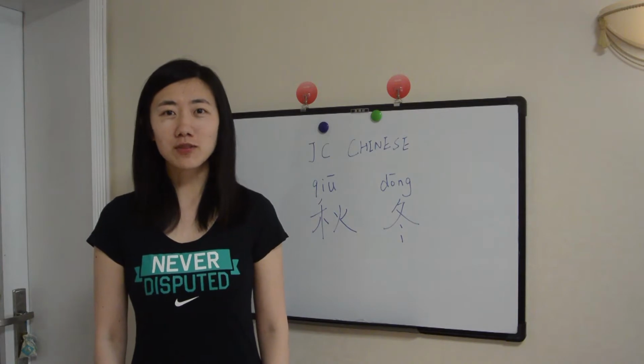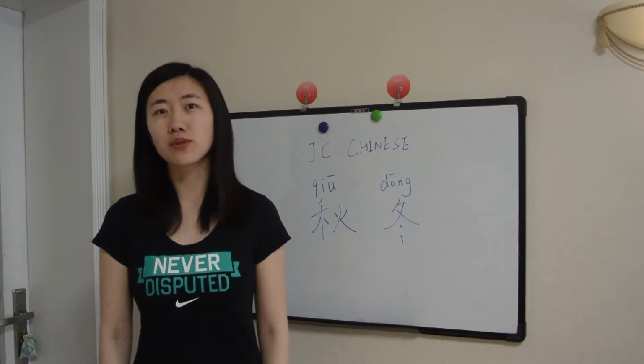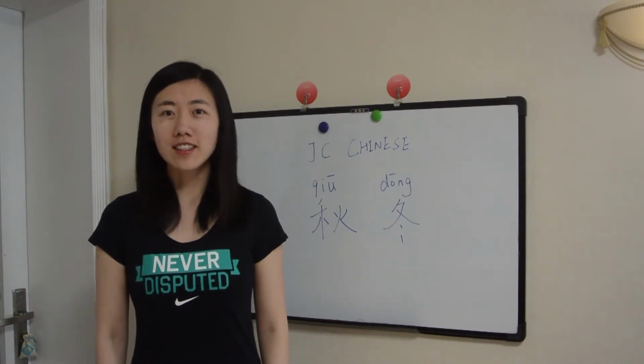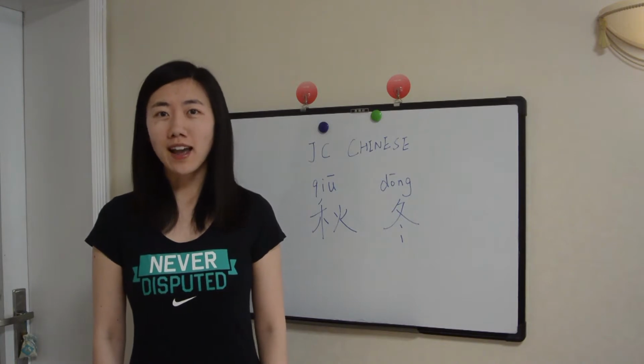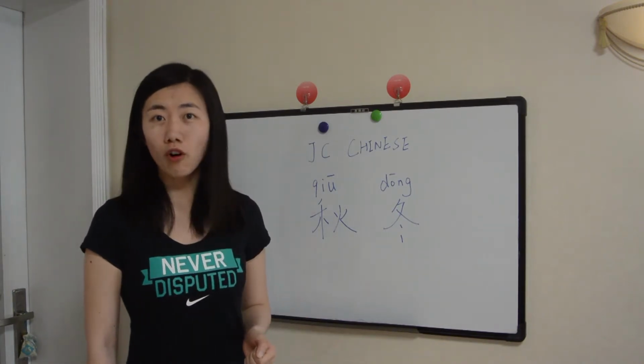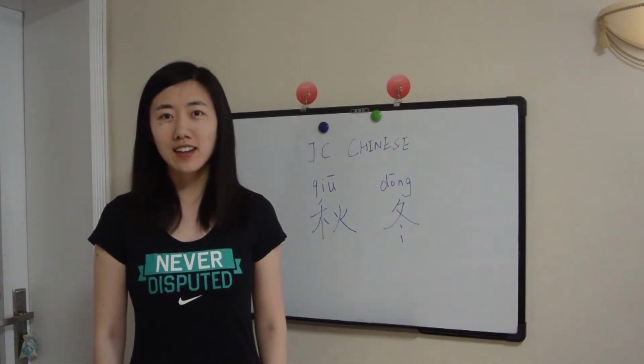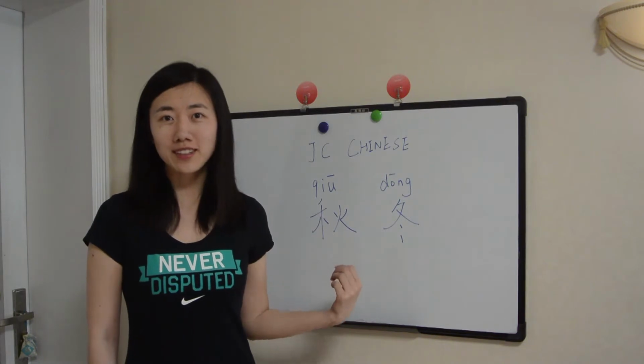In our last video, we learned spring and summer. And in this video, we'll continue to learn two new characters regarding seasons. They are 秋 and 冬. 秋, autumn or fall. 冬, winter. Alright, now let's write those two characters together.